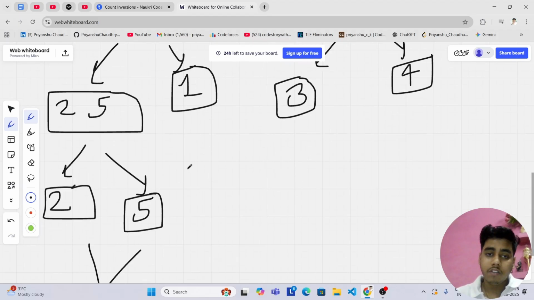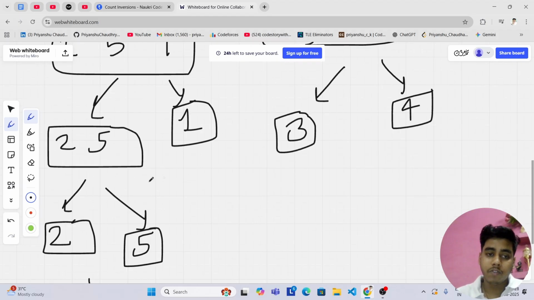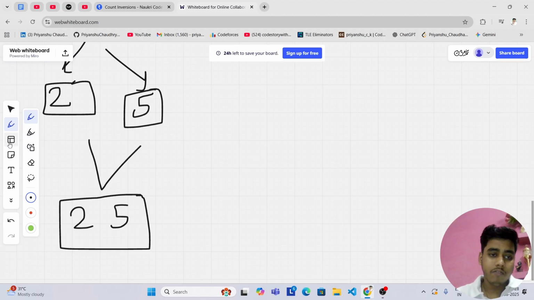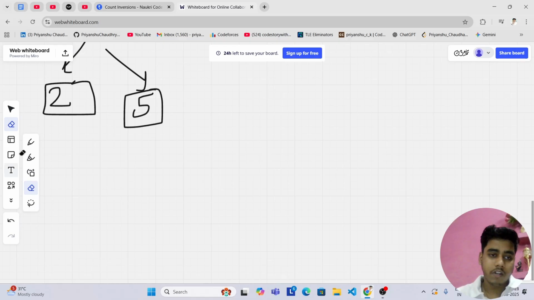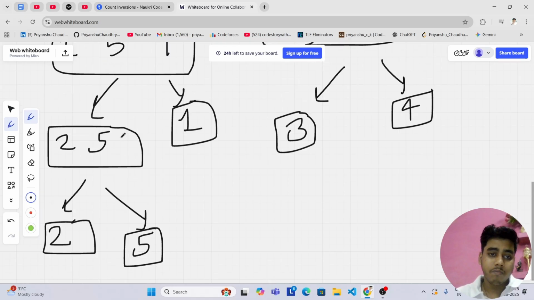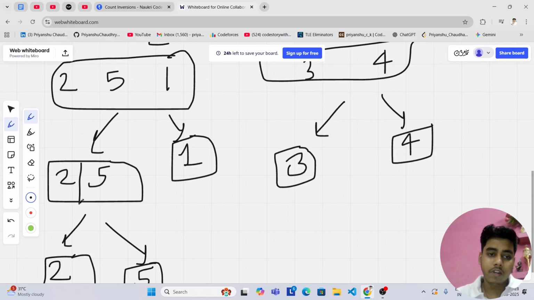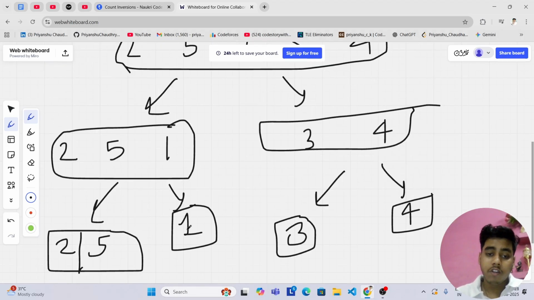And similarly this 2 and 5 will merge with 1. Let me write above directly only. I should not write here, I should merge then above only. So 2 and 5 will be merged in ascending order. Now 1 will also be merged, so this will now be sorted.